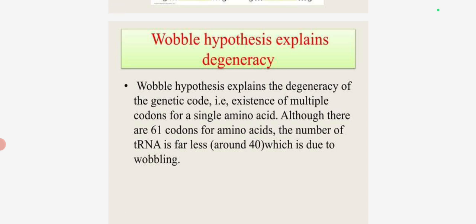Next one, the wobble hypothesis explains the degeneracy. The wobble hypothesis explains the degeneracy of the genetic code, that is, the existence of multiple codons for a single amino acid. Although there are 61 codons for amino acids, the number of tRNAs is far less, around 40 only. So wobble degeneracy takes place, which is due to wobbling.